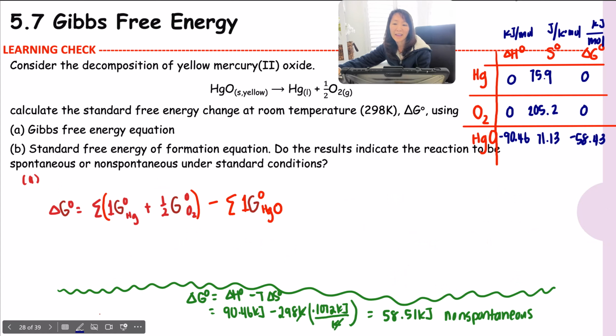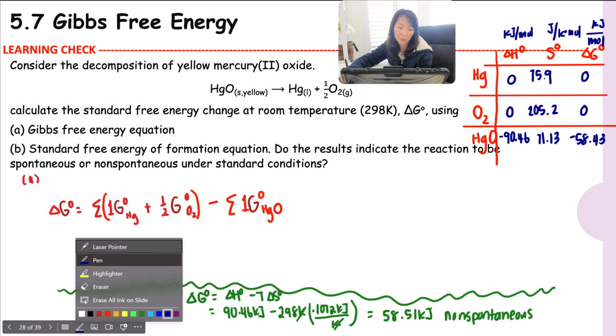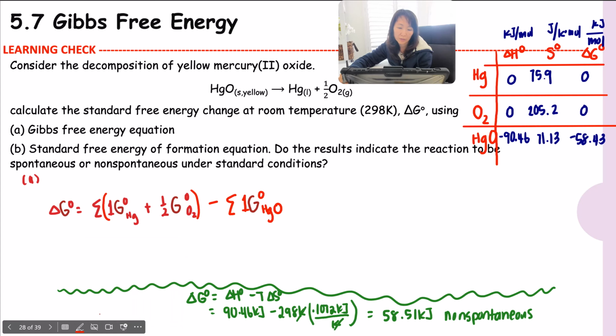So let's go ahead and erase all of these and then go with part B. Okay, so I went ahead and erased everything, and I found all the delta G that I needed in order to plug into the Gibbs free energy of formation equation. So I'm going to plug all of these in right now. So this is equal to 1 mole, and G mercury is 0 kilojoules per mole. And then we have the half of the oxygen G naught, which is also 0 kilojoules per mole. And this gets subtracted.